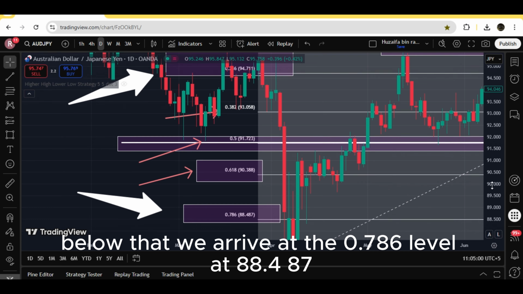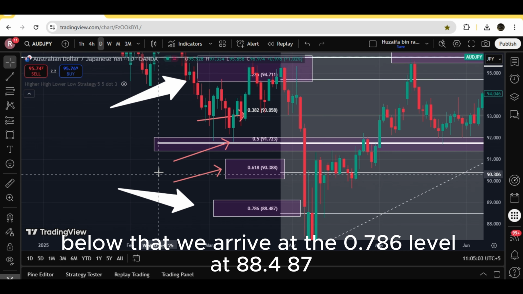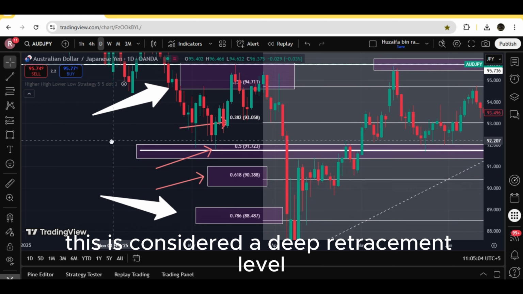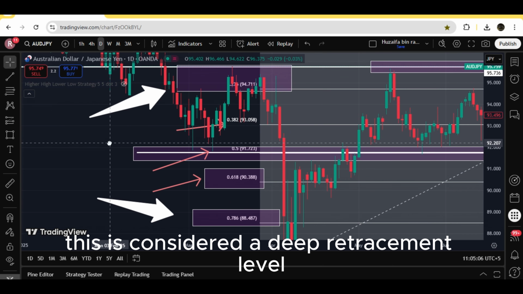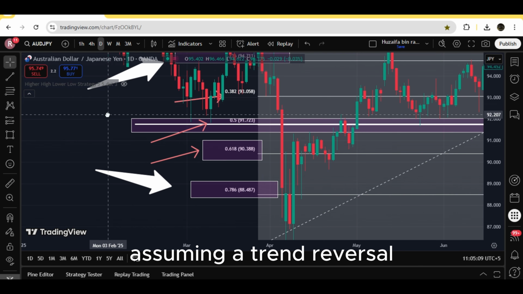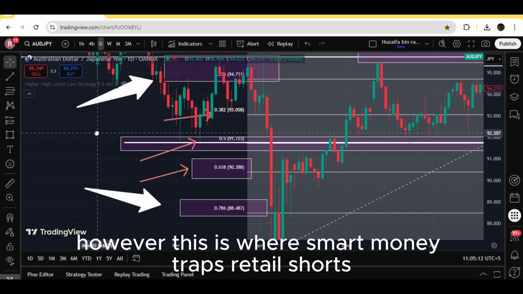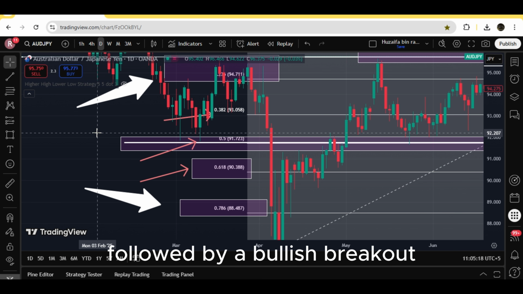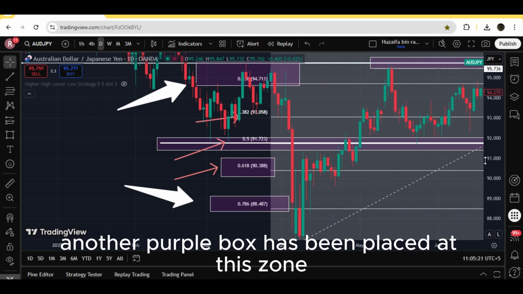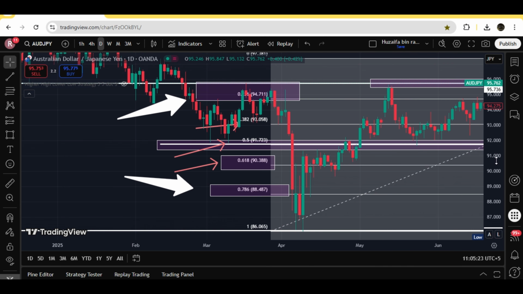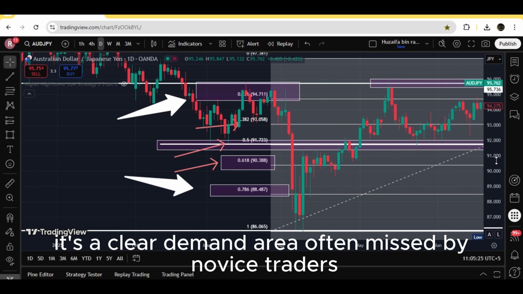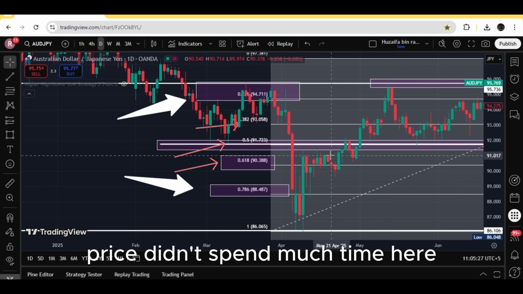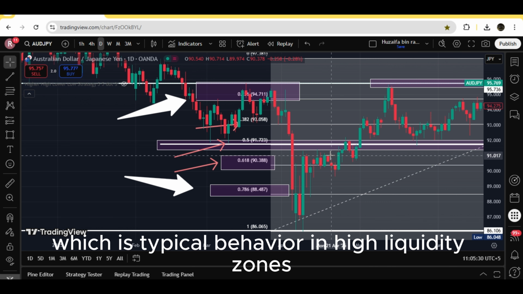Below that, we arrive at the 0.786 level at 88.487. This is considered a deep retracement level, and many retail traders avoid it, assuming a trend reversal. However, this is where smart money traps retail shorts. You'll notice a sharp reversal candle forming here, followed by a bullish breakout. This is why another purple box has been placed at this zone. It's a clear demand area, often missed by novice traders. Price didn't spend much time here before launching upward, which is typical behavior in high liquidity zones.